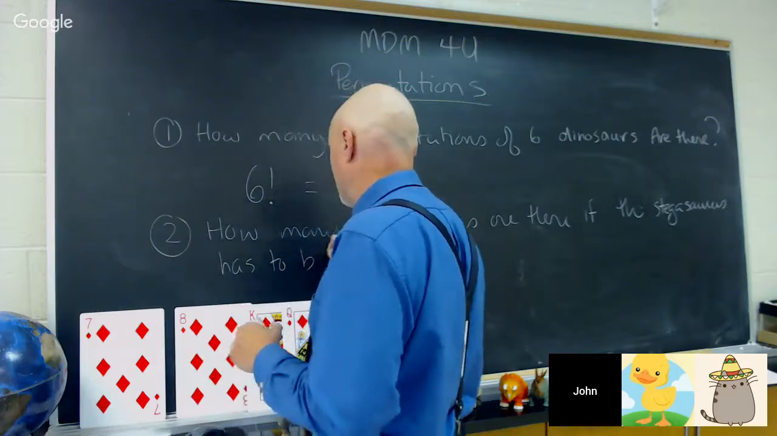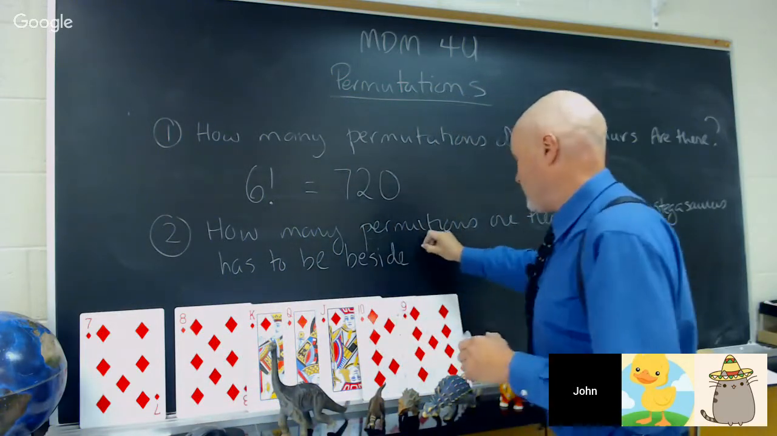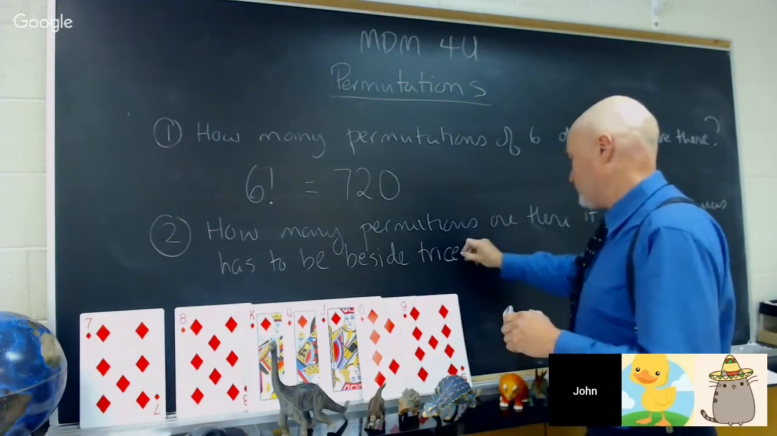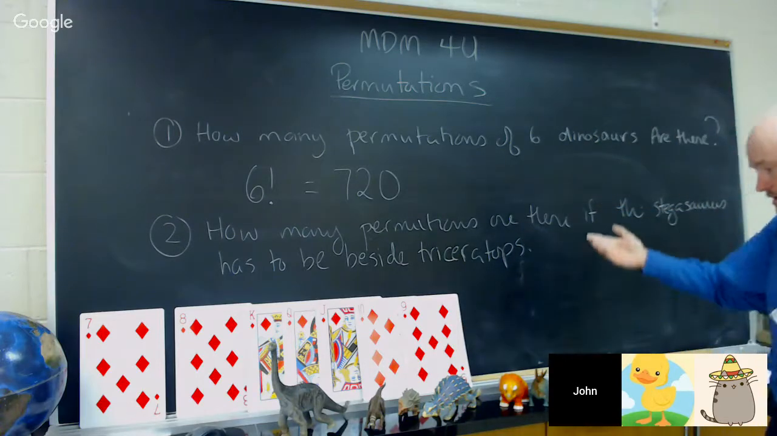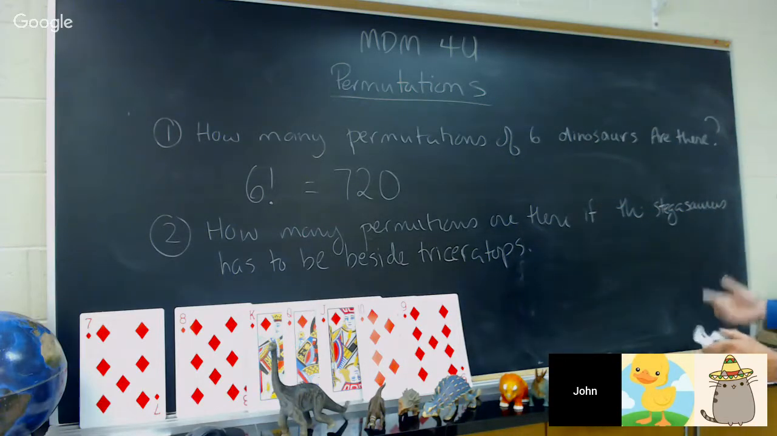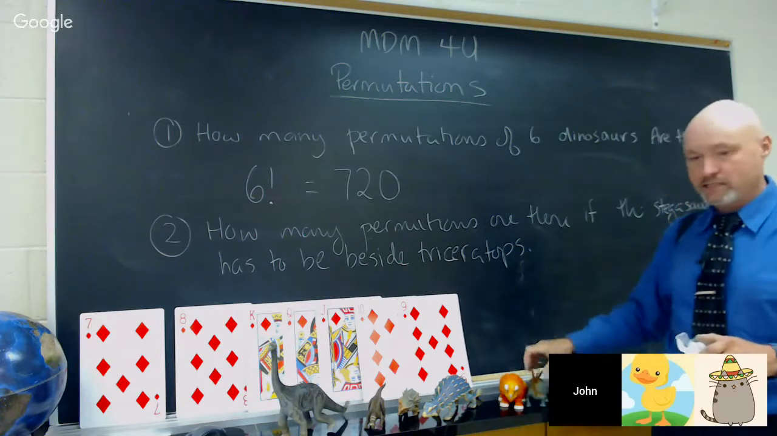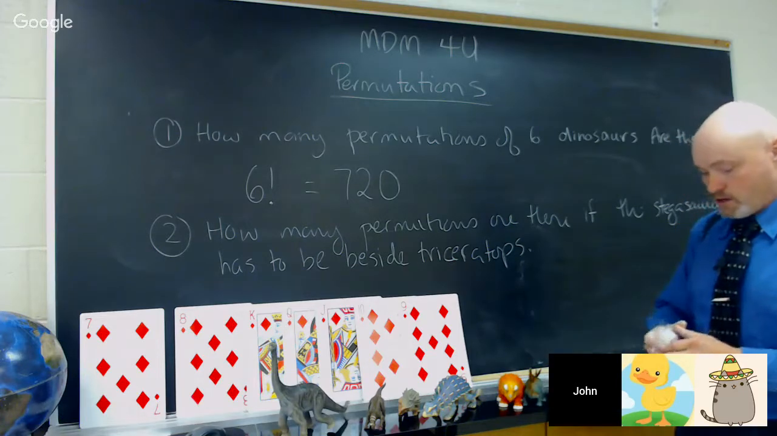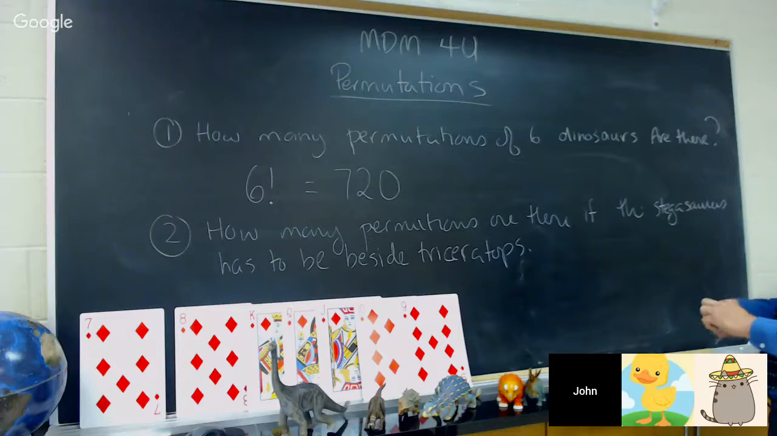Oh, God. And I can just hear the internet right now saying, oh gosh, that is really hard. Oh gosh, how are we going to figure this out? How many permutations are there? So this Stegosaurus has to be beside the Triceratops. Come on, toughen up. No, we're not going to do that.